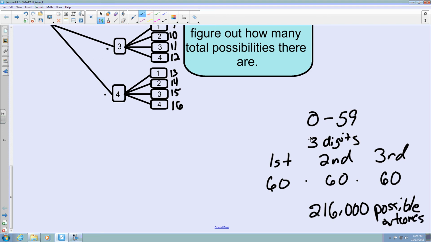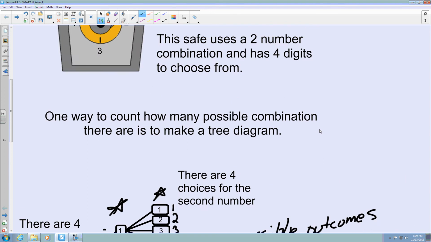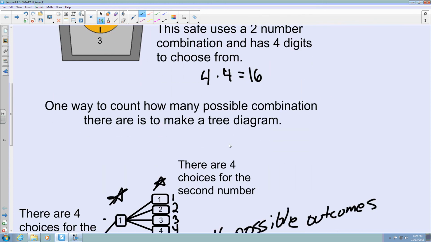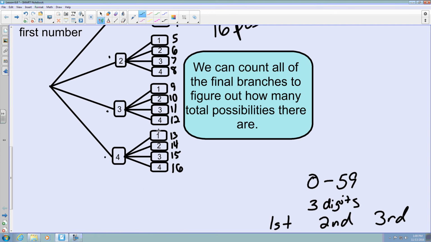That would be really, really tough to make a list of all those outcomes. It was a lot easier for the 16 possible outcomes, where you could easily use the counting method, saying, okay, the first number there are 4, and the second number there are 4. 4 times 4 equals 16, the same number we got when we used the tree diagram.